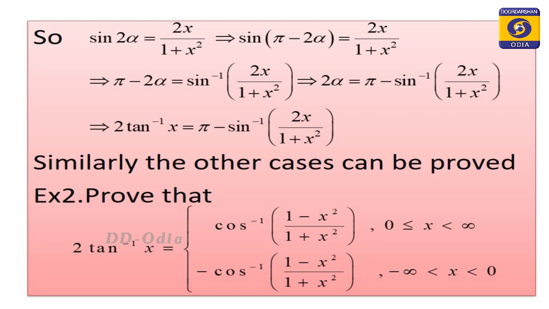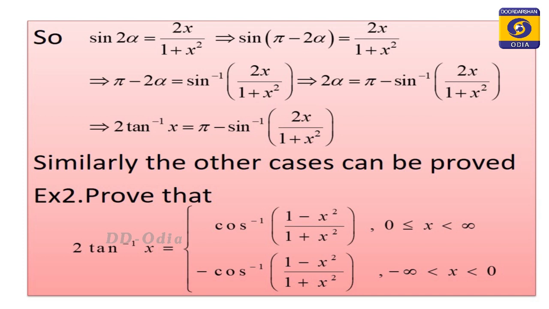In the previous formula, you expressed 2 tan inverse x in terms of tan inverse, but here you can express it in terms of sin inverse also. Similarly, in example 2, you can express 2 tan inverse x in terms of cos inverse also. That is, 2 tan inverse x is equal to cos inverse of 1 minus x square by 1 plus x square for 0 less than or equal to x less than infinity, and minus cos inverse of 1 minus x square by 1 plus x square for minus infinity less than x less than 0.